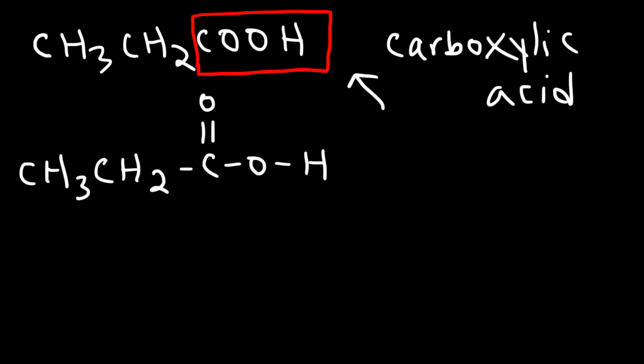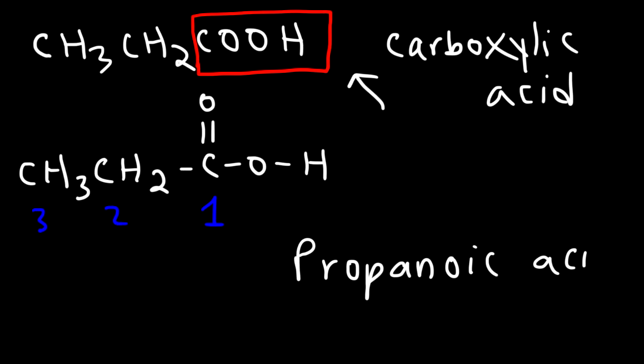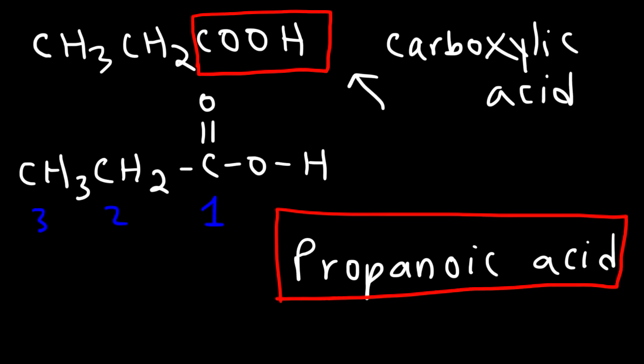Now to name it, we have a 3-carbon carboxylic acid. So 3 carbons is associated with the word propane, but instead of saying propane, we will drop off the E and add oic. So it's called propanoic acid. And that's how you could name the carboxylic acids.